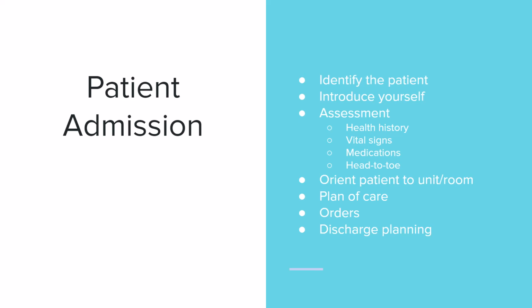We're going to want to orient our patient to the unit or to the room that they're in. We also want to create a plan of care. So this is the plan that we're going to go through while they're in our care. We want to make sure that we've got orders from the provider. We can't do anything as nurses unless we have orders from a provider. And then this is also where your discharge planning begins, because the goal is always to help the patient be able to return home. And so our discharge planning really begins on admission.